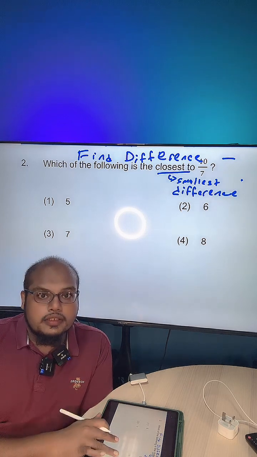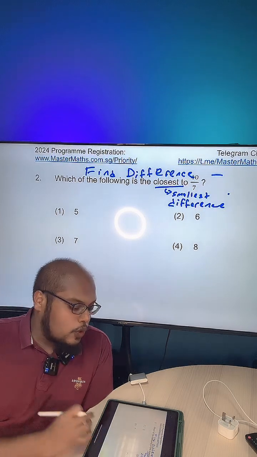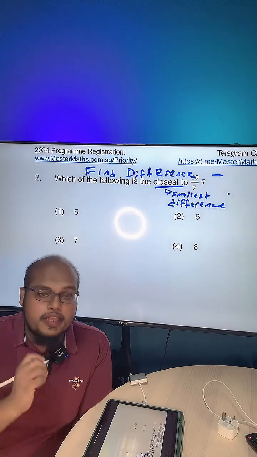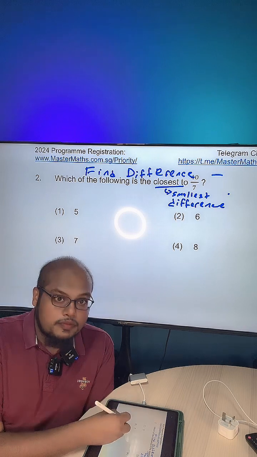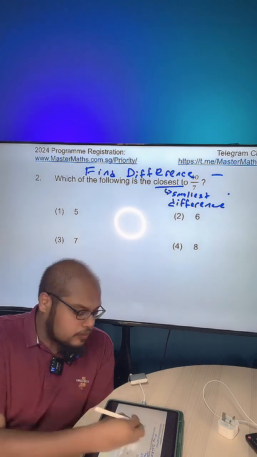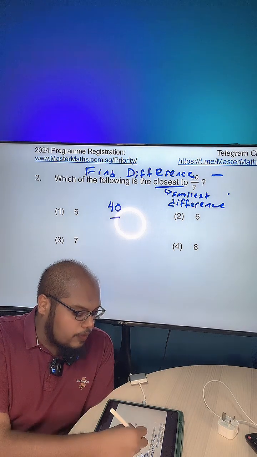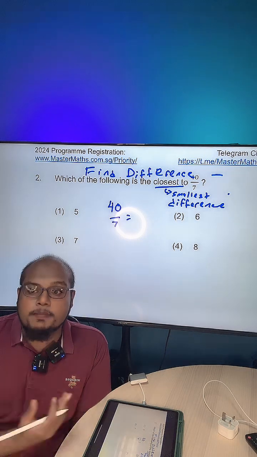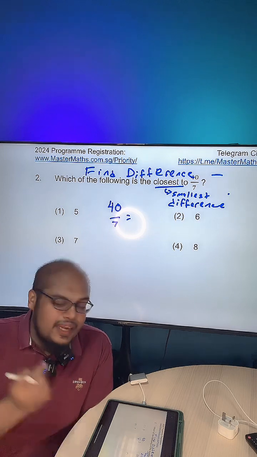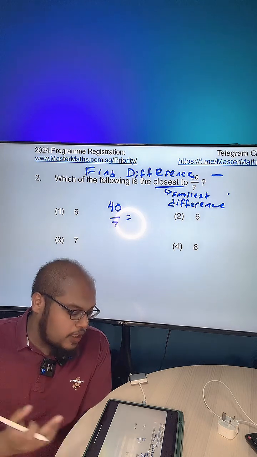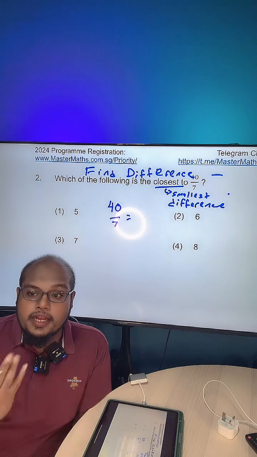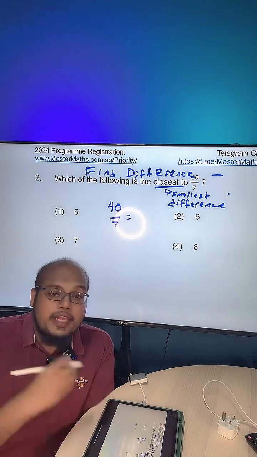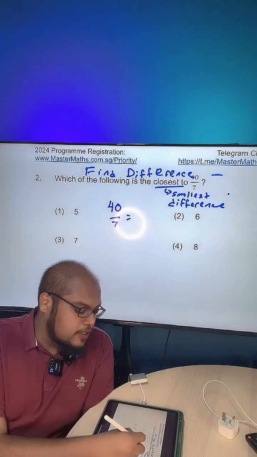Smallest difference. So, what we can do here, first and foremost, we need to convert this 40 over 7 to a mixed number, because it's an improper fraction. It will be slightly difficult for us to find the difference between an improper fraction and a whole number. So, best to convert it to a mixed number first.